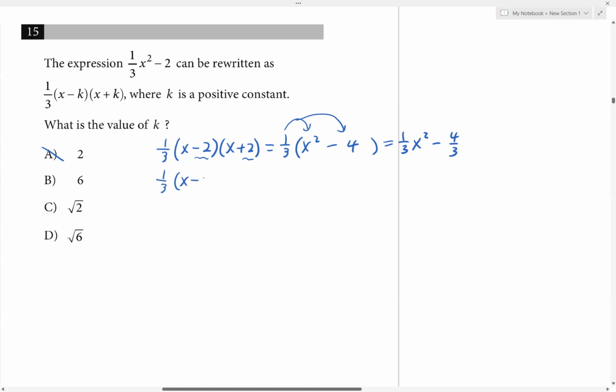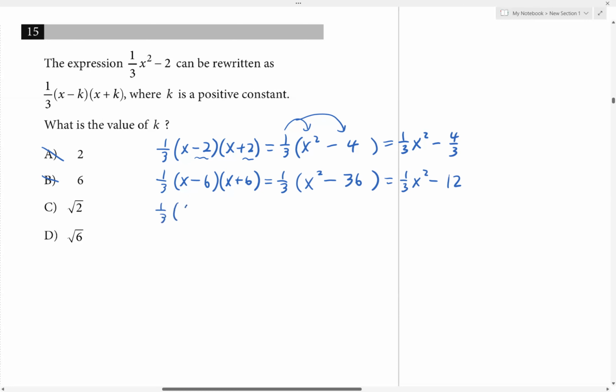1/3 times (x minus 6) times (x plus 6). Again, we multiply using FOIL. We should get x squared minus 36, because again, the outer term and the inner term cancel. So this will give us 1/3 x squared minus 1/3 times 36, which will be 12. That's not going to work. So it had to be either C or D then.